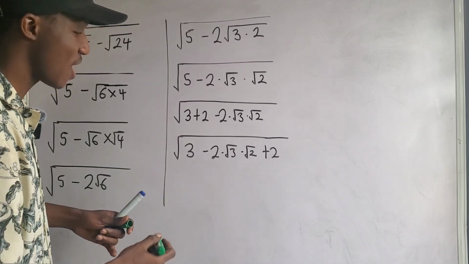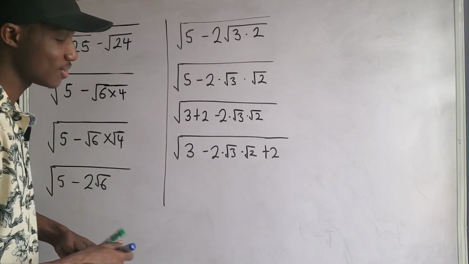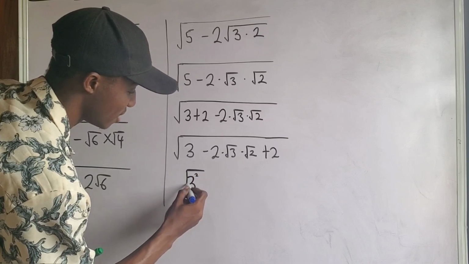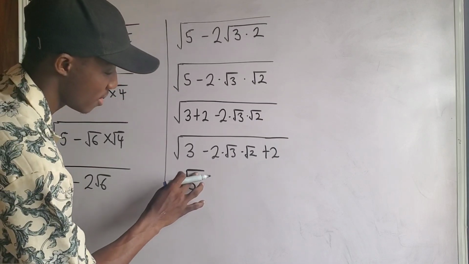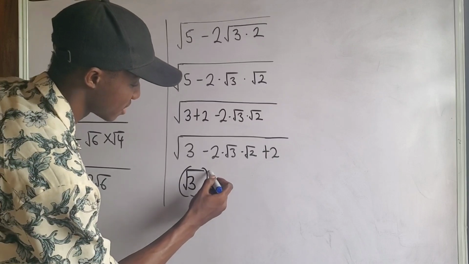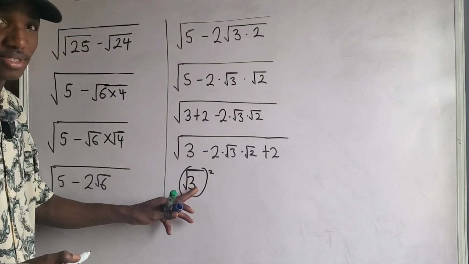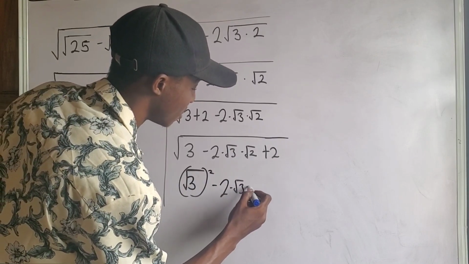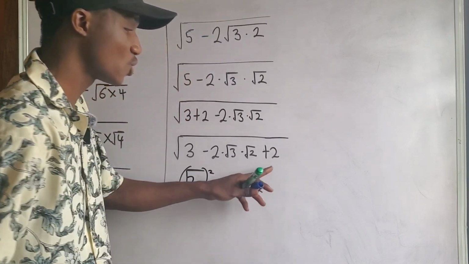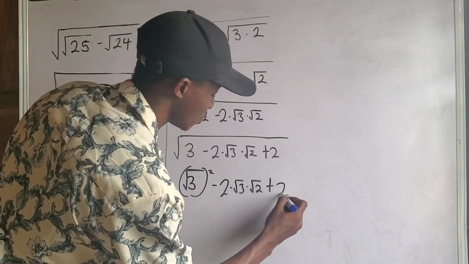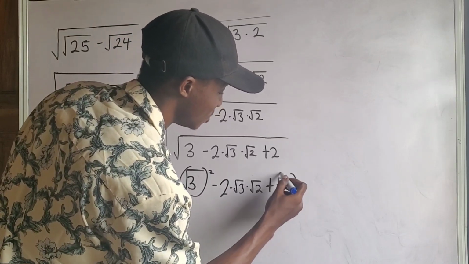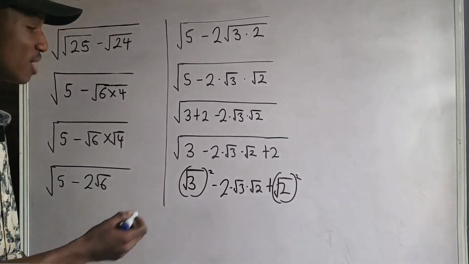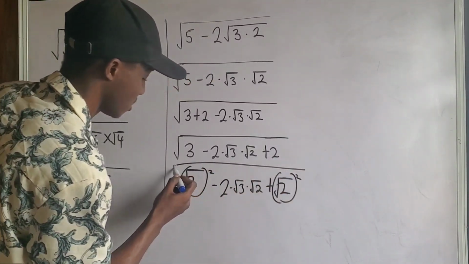Are you getting it? So now, having gotten to this point, the next step is that I can rewrite this 3 as the square root of 3 squared. You understand? I can rewrite this 3 as this, minus 2 dot root 3 multiplied by root 2. Now, this 2 can be written as plus the square root of 2 squared. You understand? It's still the same thing. If you expand the bracket, you're going to have 2. Are you getting it? So now, put the square root.